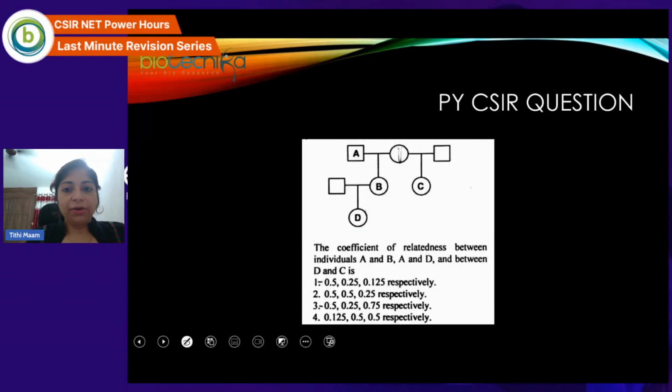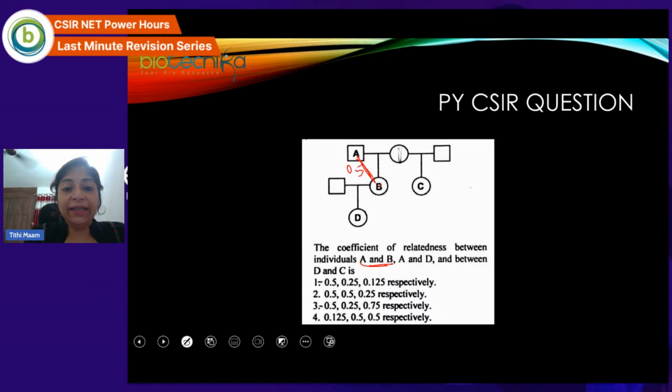Right. Now you have a question. This is a previous year question where this is given to you already. The coefficient of relatedness between AB, AD and between DC you have to calculate. Okay, so AB means these two. So this is parent and offspring. Very easy, it has to be 0.5.